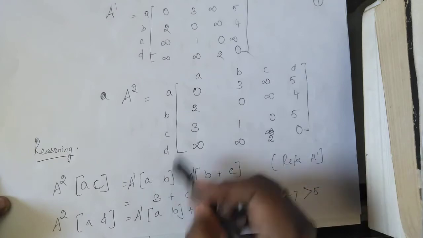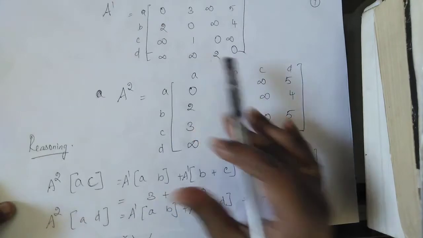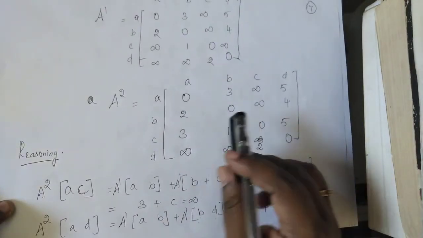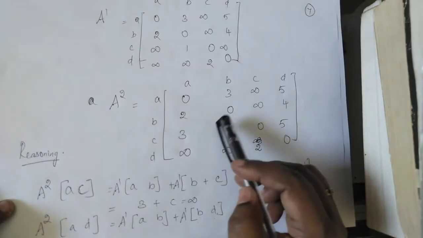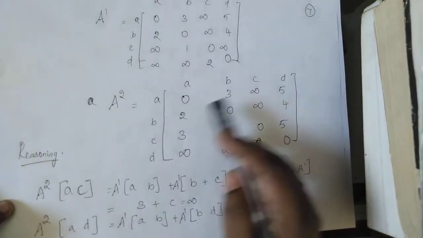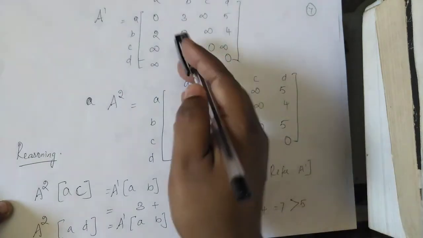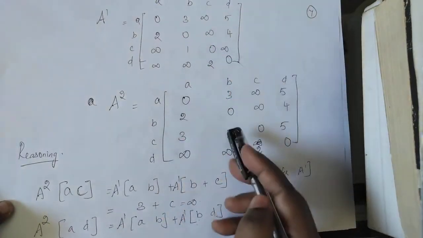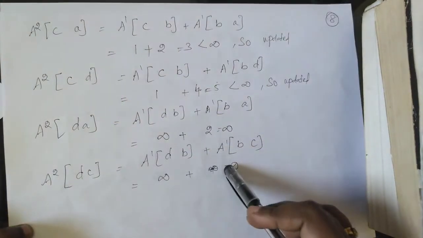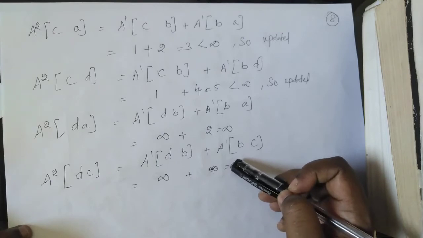So AB in A1 is 3, and BC is infinity. So we are getting infinity. So we do not get a better value, so we are retaining it. So this AC is infinity here. Similarly, we will fill the rest of the elements. If we get a lesser value than these values, we will update them, or else we will leave them. And this is a workout showing how I fill the rest of the elements of A2.